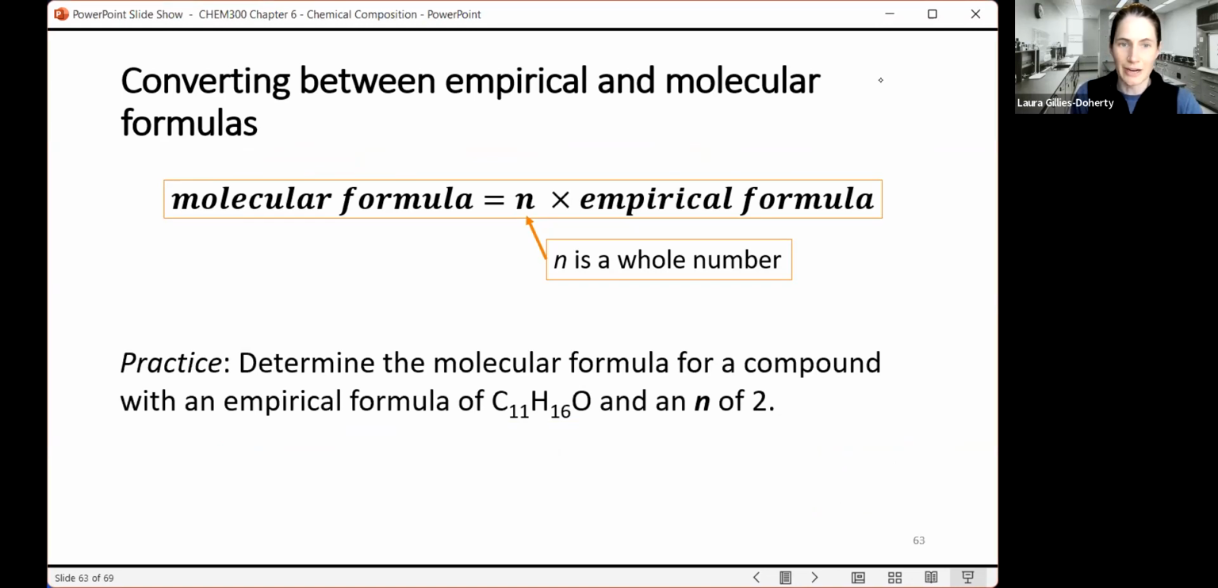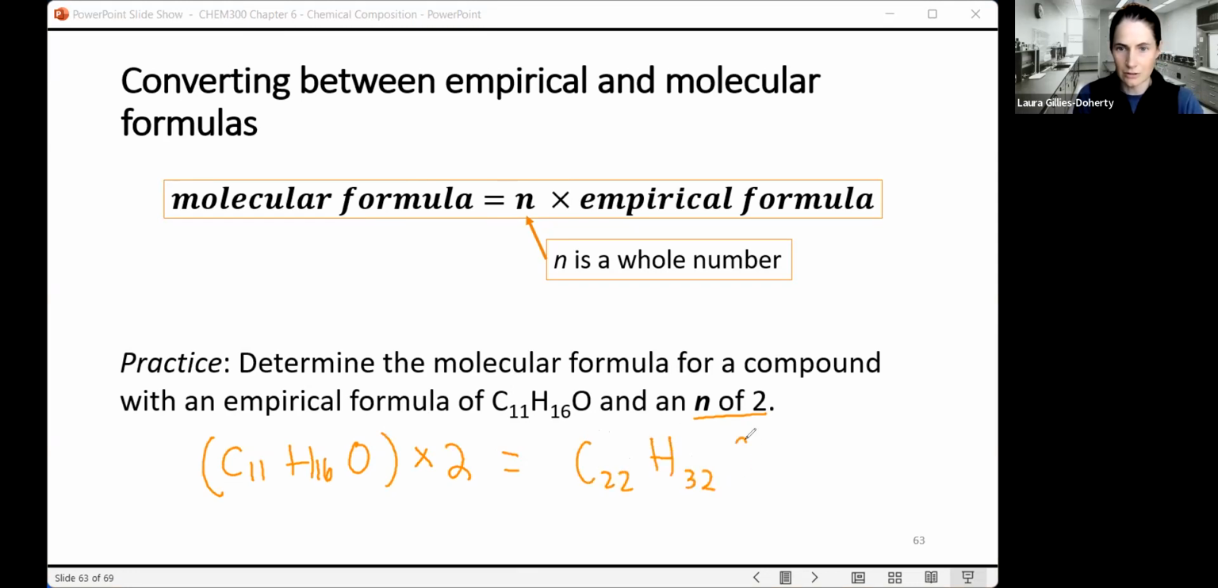So let's do a little practice. Let's determine the molecular formula for a compound that has an empirical formula of C11H16O. And we know that the N for this compound's empirical formula is 2. So to convert from the empirical formula to the molecular formula, we're going to multiply everything by N. So we have C11H16O, and we're going to multiply everything by 2. So we get C22H32O2. And this is the molecular formula.